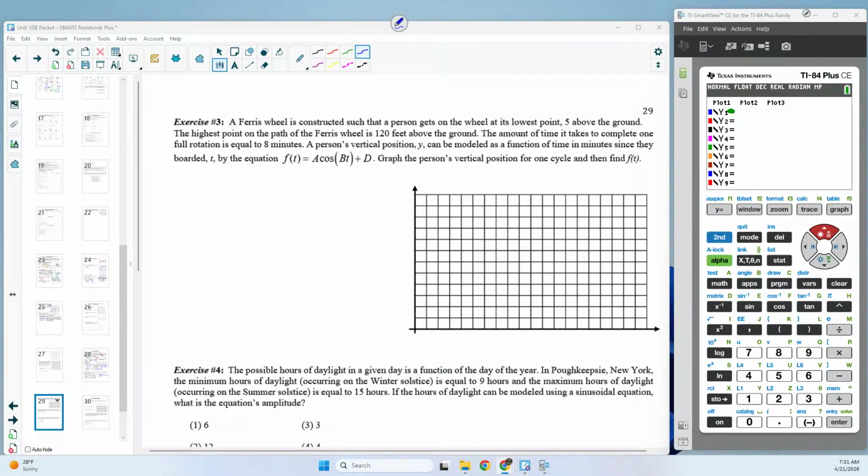For the next problem, we have a Ferris wheel that's constructed such that a person gets on the wheel at its lowest point, 5 feet above the ground. The highest point on the path is 120 feet above the ground, and the amount of time it takes to complete one full rotation is 8 minutes.